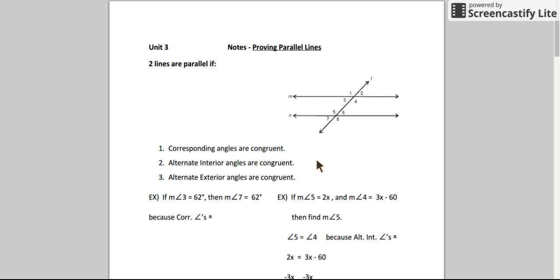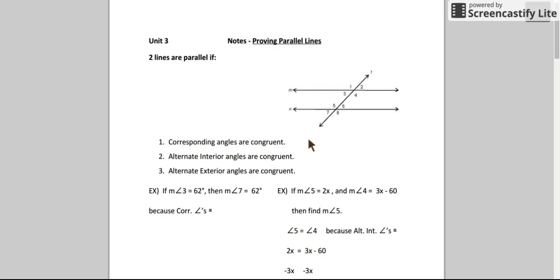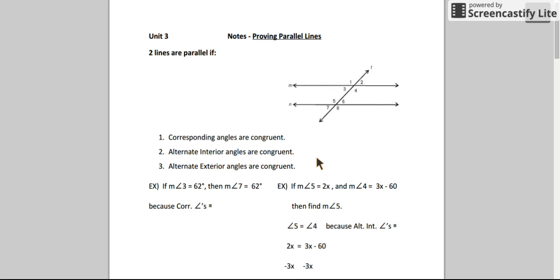To start off with, let's talk about which angles are congruent. Corresponding angles have to be congruent if two lines are parallel. Also, alternate interior angles and alternate exterior angles must also be congruent if two lines are parallel. So let's use that to answer some example questions here.